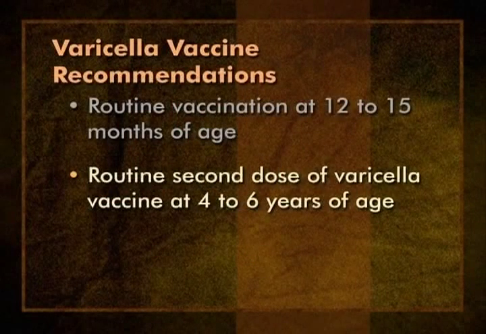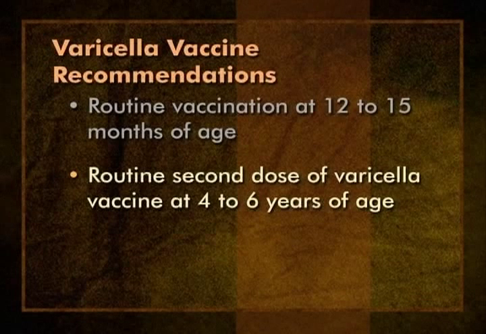Since almost all women of childbearing age in the U.S. have had varicella disease, almost all full-term infants are born with antibody. That is why the vaccine should not be given until at least 12 months of age because of potential interference from circulating maternal antibody. A routine second dose of varicella vaccine is recommended at 4 to 6 years of age.